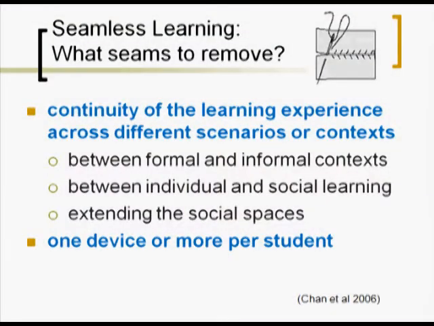So the notion of seams: there are a lot of these seams that try to dichotomize learning. So we try to take these seams away. So between formal and informal context, between individual, my private cognition, versus social cognition, where I try to work things out with peers. And also the notion of extending the social spaces where more interaction can take place. So how to extend social space where I can interact with more people?